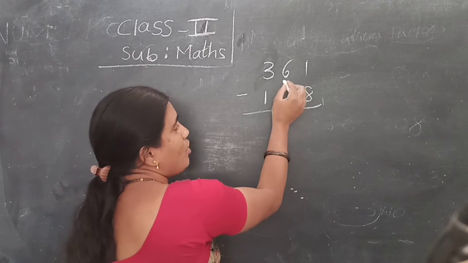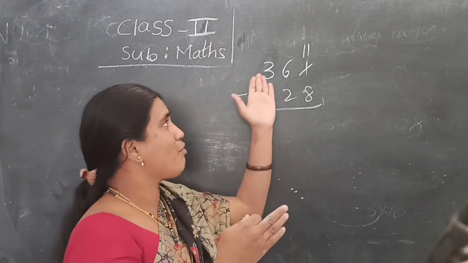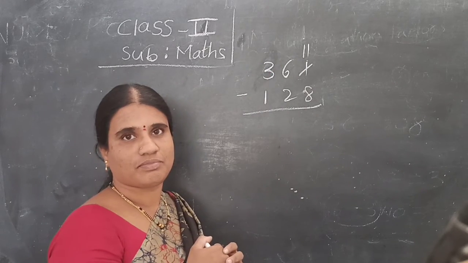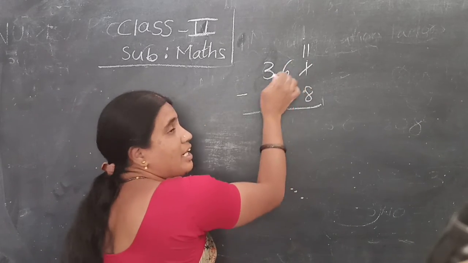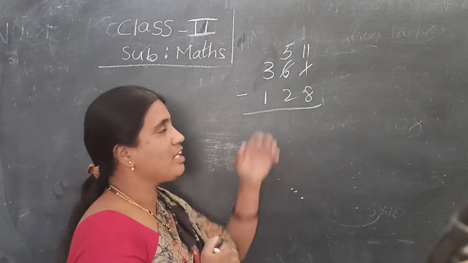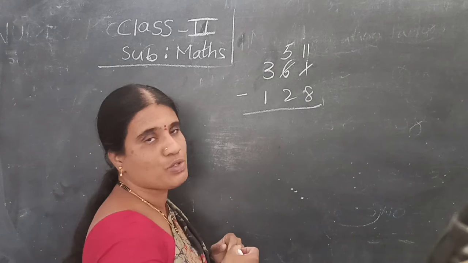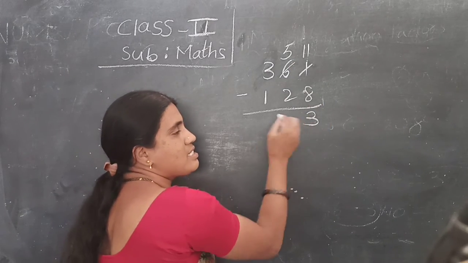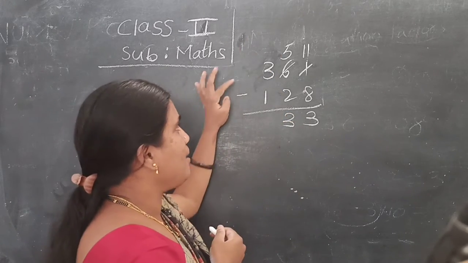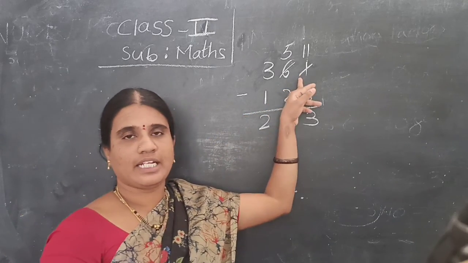Okay? So, what will happen here? When we borrow, then 1 stays at the ones place because we are borrowing from the 10s place. So, you are borrowing 10. Okay. So, here the borrow is already given. How much is here? 5. Which number is here? 5. The numbers we cut, we don't observe; the numbers we write, you have to observe. 11 minus 8 is 3. 5 minus 2 is 3. 3 minus 1 is 2.